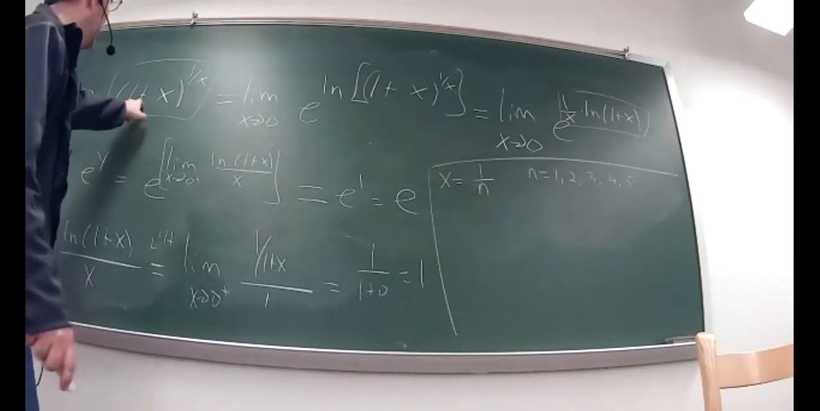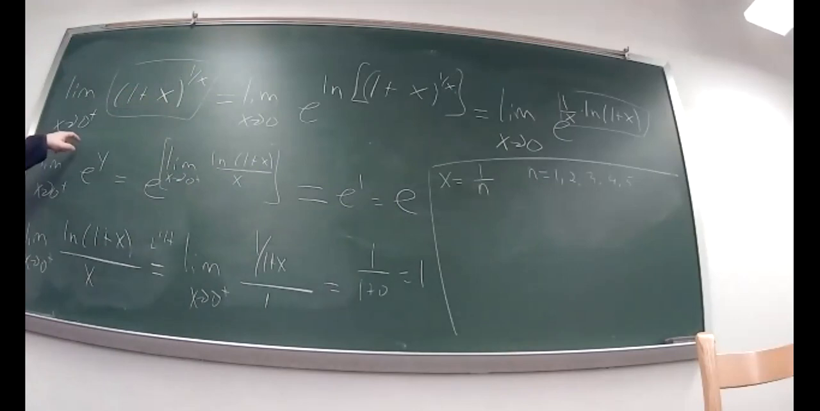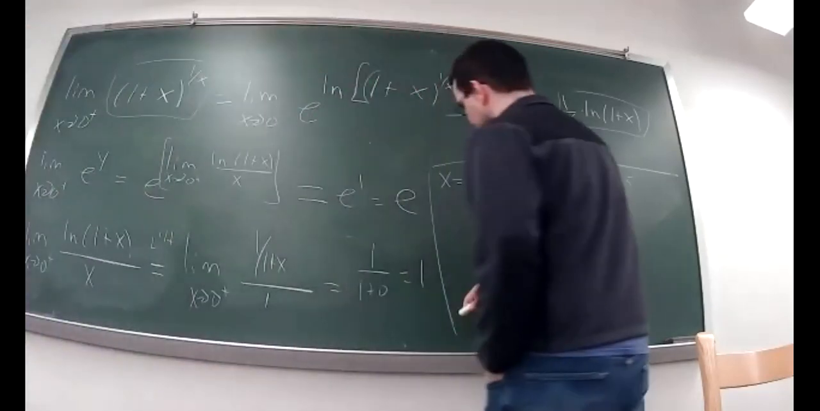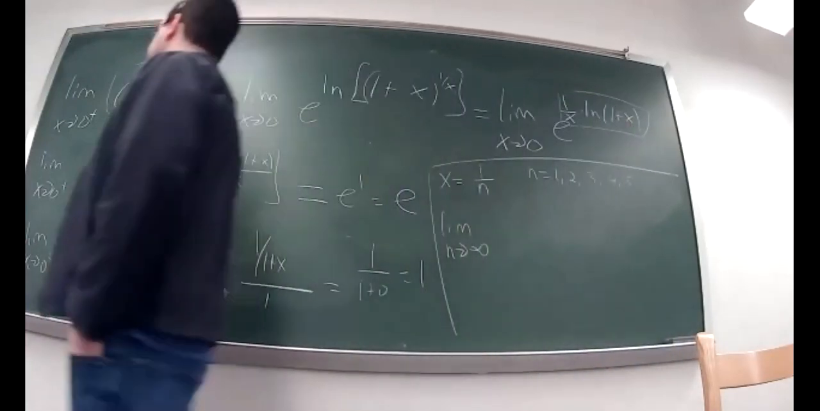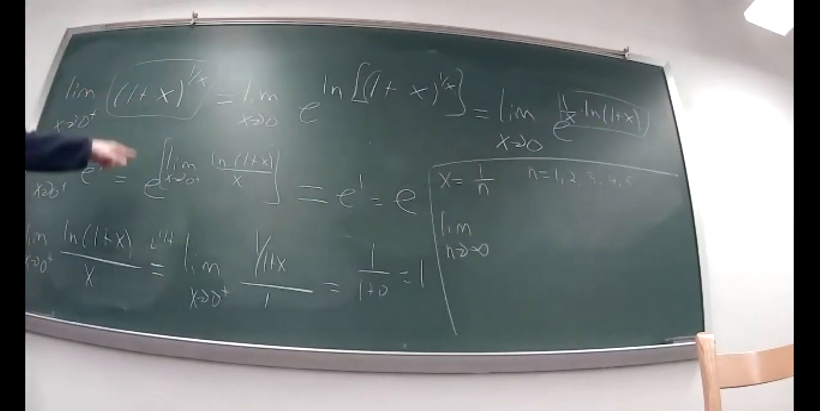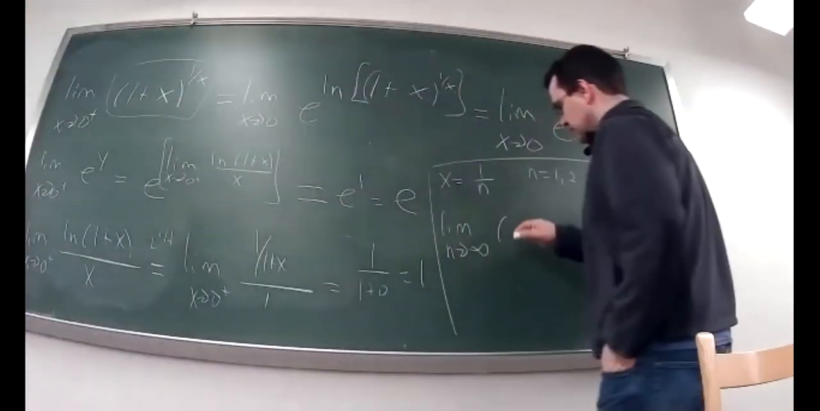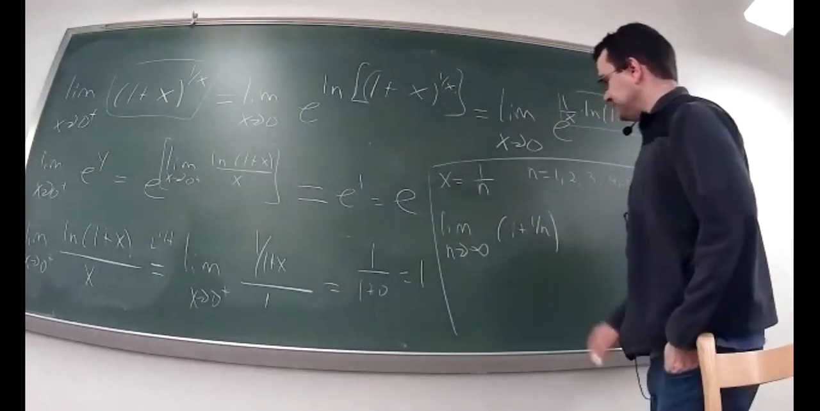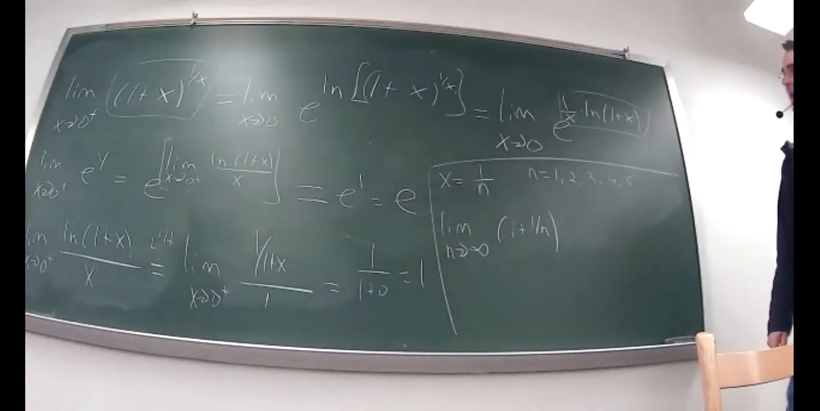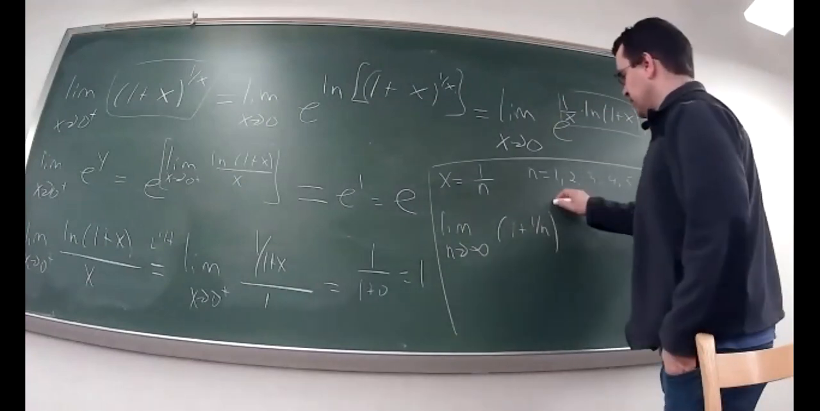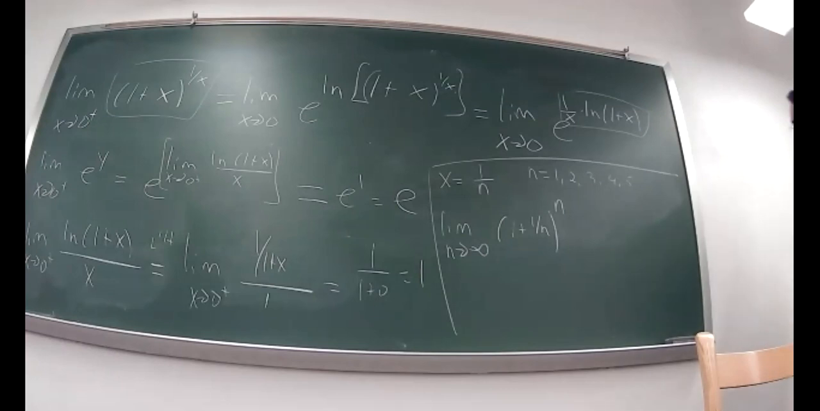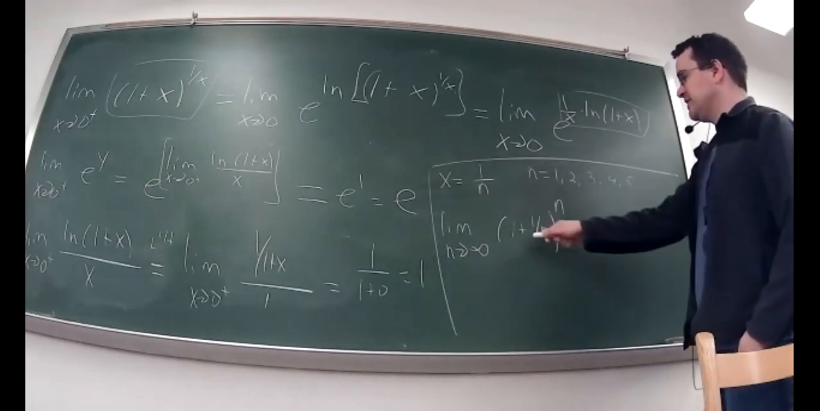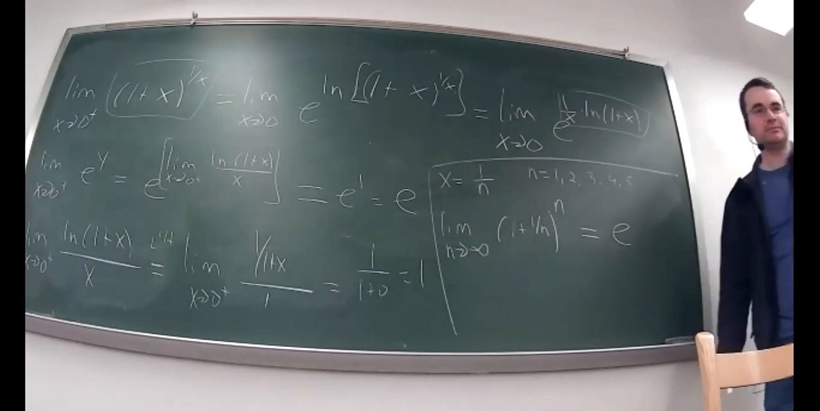But what happens when I rewrite this? So x going to 0 is like n going to infinity. So that's like limit as n goes to infinity instead of x goes to 0. And what's 1 plus x? That would be 1 plus 1 over n. And what's 1 over x? That would just be n. And that's telling me that this limit would have to be e.